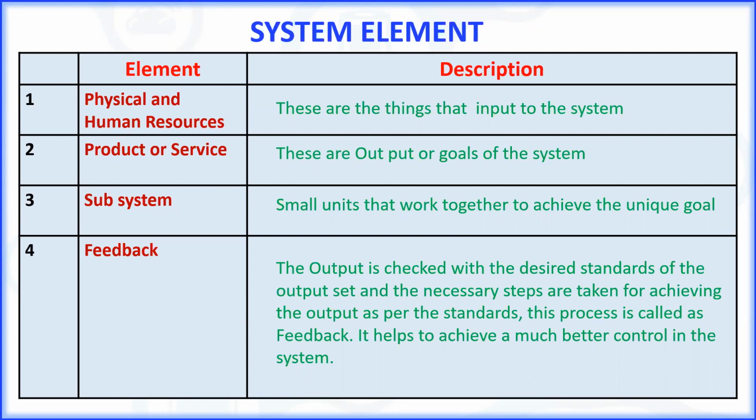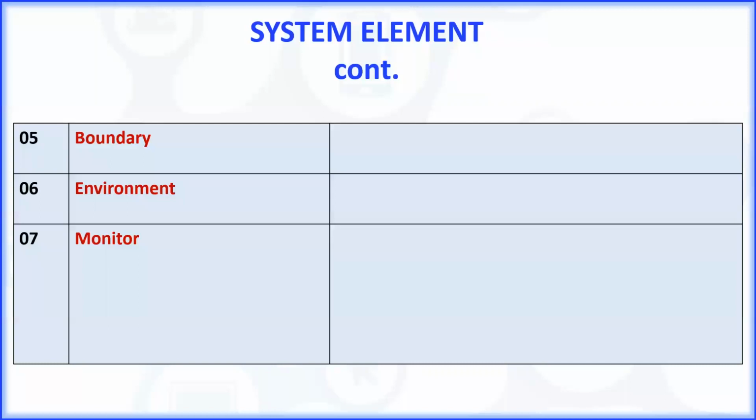Here, we identified physical and human resource, product or service, subsystem, feedback, then another 3 elements in the same system: boundary, environment, and monitor. Right. Then boundary means the place where you separate your system from the environment. Right. Limit of the system. The boundary we can simply say is the limits of the system.